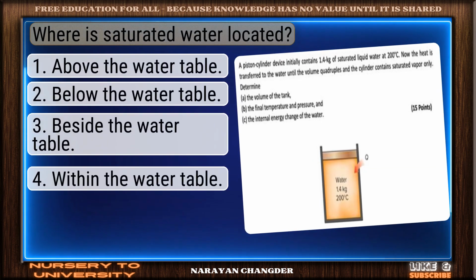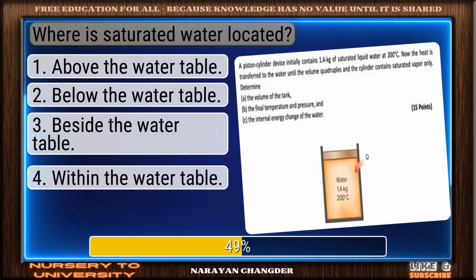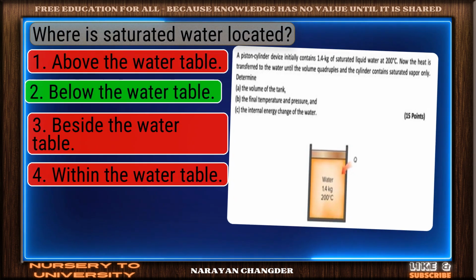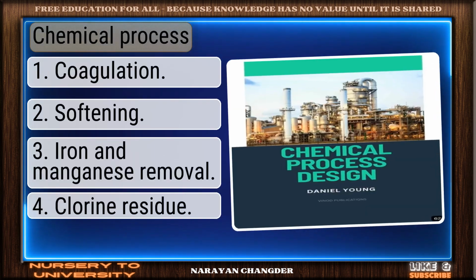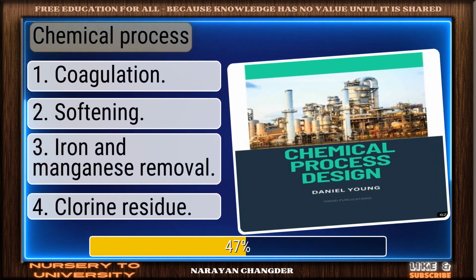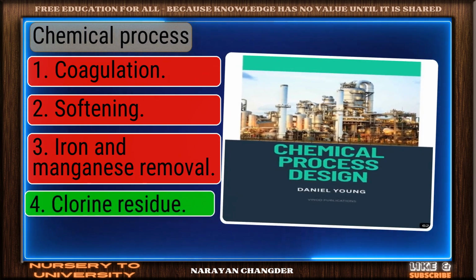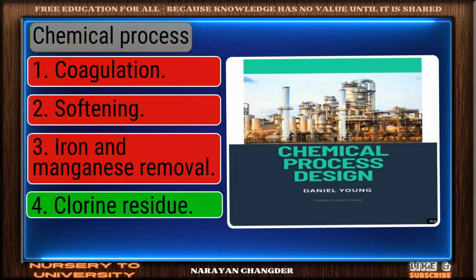Where is saturated water located? Excellent choice. Below the water table is the right answer. Chemical process. You chose chlorine residue, and it is correct.